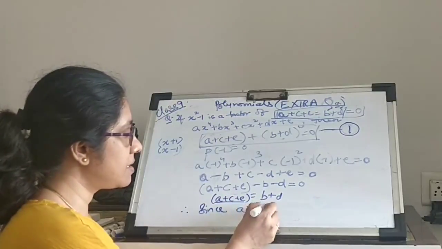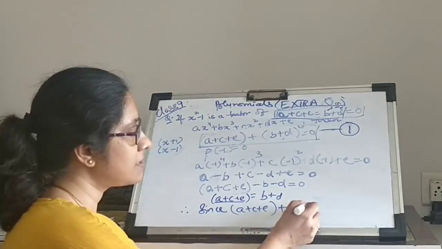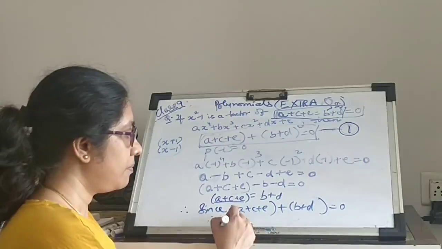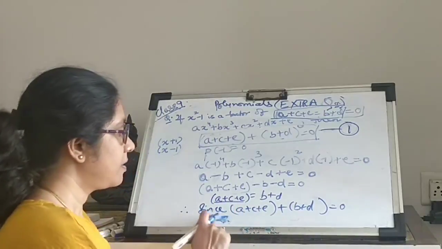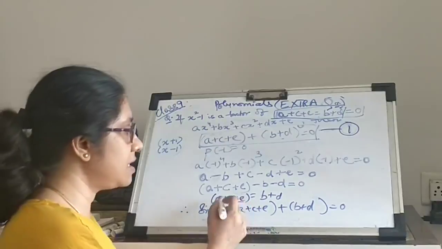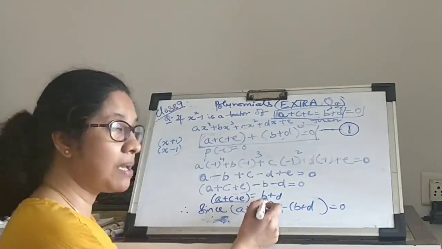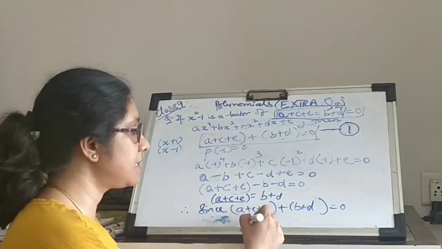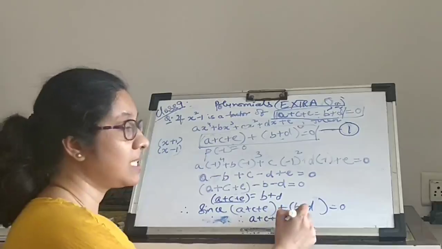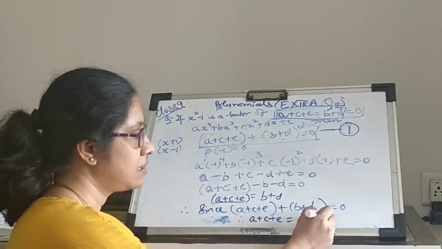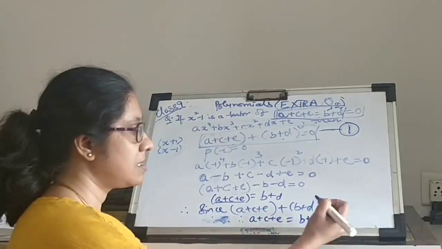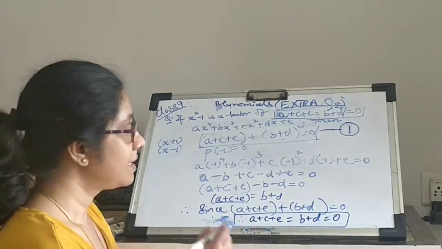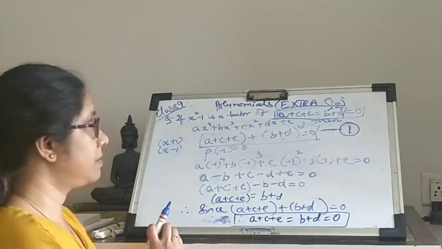Hence, what we say is, since A plus C plus E plus B plus D is 0, and also we just saw that A plus C plus E is the same as B plus D, therefore the only possible solution which satisfies this condition is that A plus C plus E is equal to B plus D is equal to 0. Okay? So, that's how we solve it.